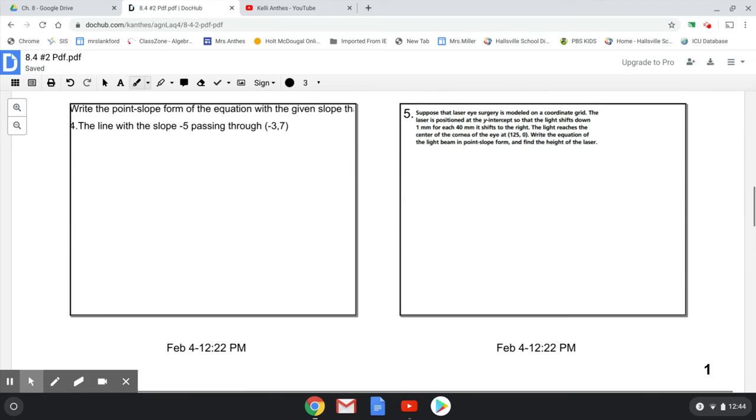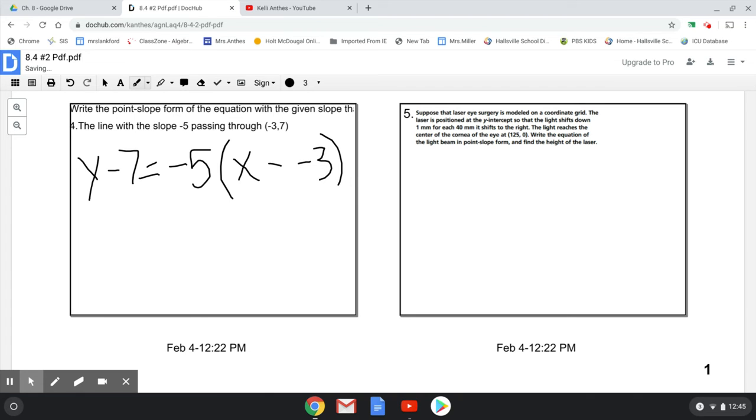Okay, number 4. Same process again. We have a line with a slope of -5 passing through -3, 7. So y minus 7 equals, our slope is -5, parentheses, x minus our x value. So we need to correct that double negative. So y minus 7 equals -5, parentheses, x plus 3.